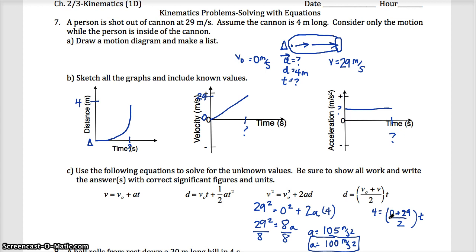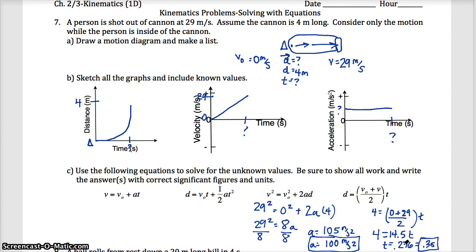So what you can do is go ahead and take the 29 here, because 29 plus 0 is 29, and divide it by 2. So you get 14.5 t. And then if you divide by the 14.5 on both sides, you get t is equal to 0.276. And you should only have one sig fig, so that is equal to 0.3 seconds.